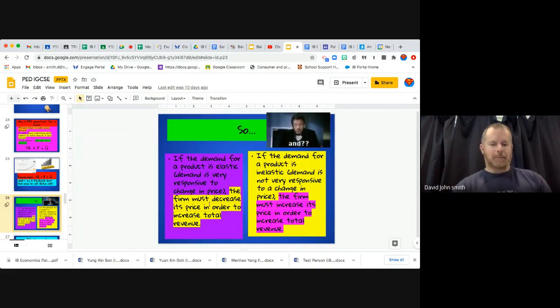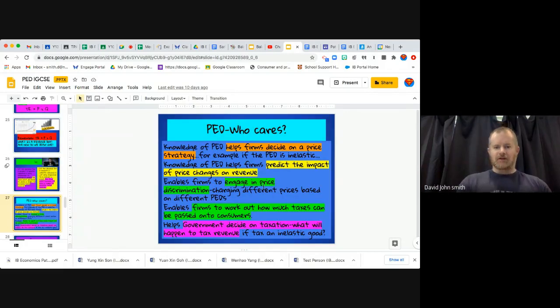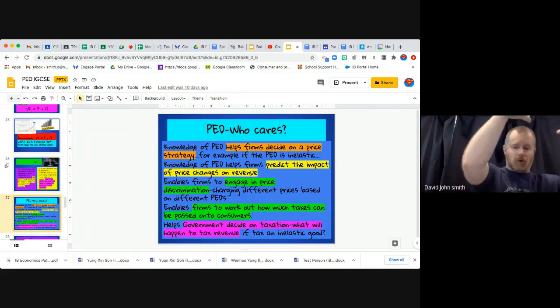Now, these are the application rules with regards to elasticity and the relationship between PED and pricing decisions. Businesses care because firms are able to use this idea to decide on a pricing strategy. If your product is inelastic, you might decide on a strategy to increase the prices. Knowledge of PED is going to help your firm predict the impact of price changes on revenue. So you know: inelastic, increase, more revenue.